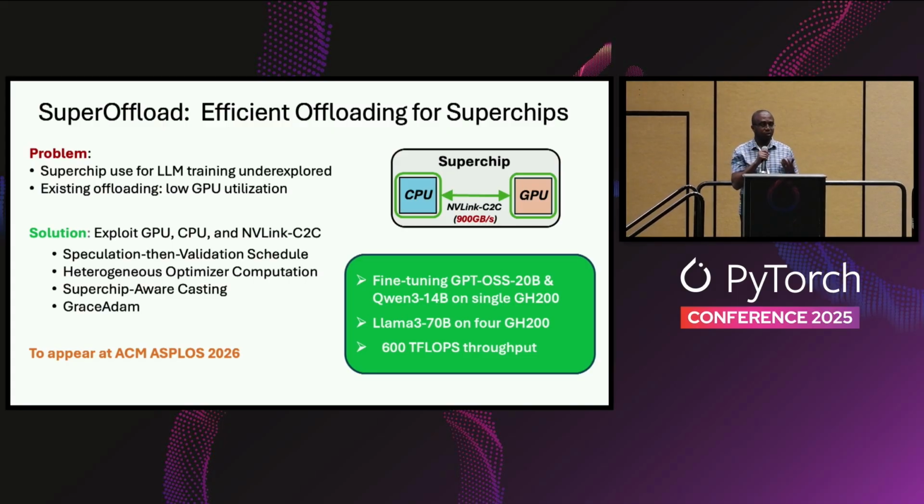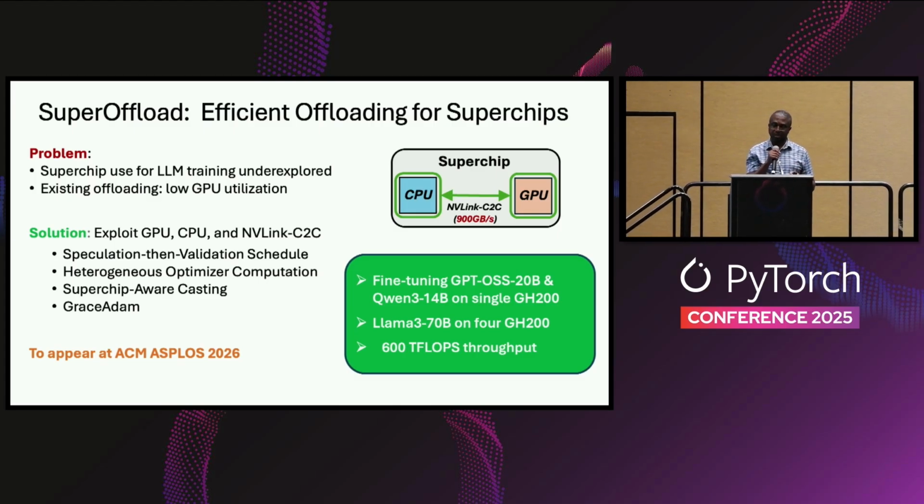We have a superchip-aware casting, so in mixed precision, often you have to typecast. We've designed optimizations that are optimal for the superchip architecture, and part of that too is that we've implemented an Adam optimizer that runs efficiently on the Grace CPU.